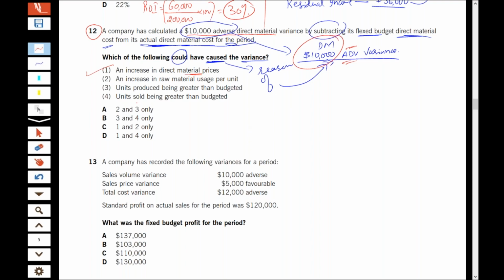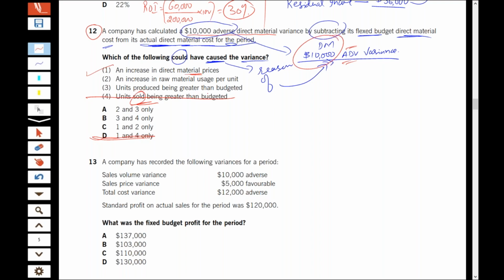Number four is saying units sold greater than the budget. You don't have to, it has nothing to do with your units sold. And when you have deducted number four, that means option D is eliminated. This is the good MCQ technique. It's nothing to do with the sold.